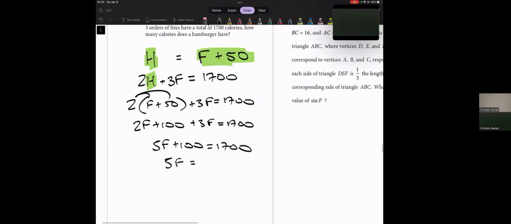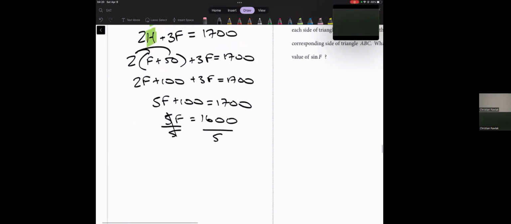5F, if I subtract 100, it's 1,600. Now I have to divide by 5. Now most of you are like, this is too tough to do without a calculator. My hint, anytime you divide by 5, it almost has shown up at least once on the SATs. What you can do is you can double the top, which would be 3,200, and then move the decimal place 1 over, and that gives you 320.